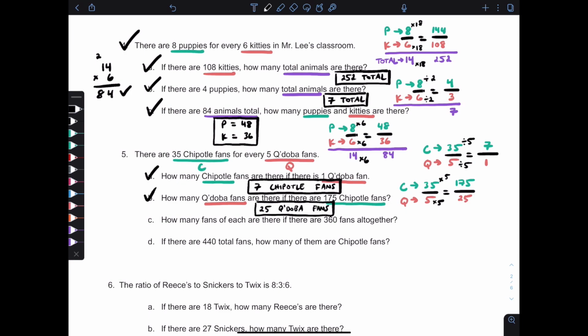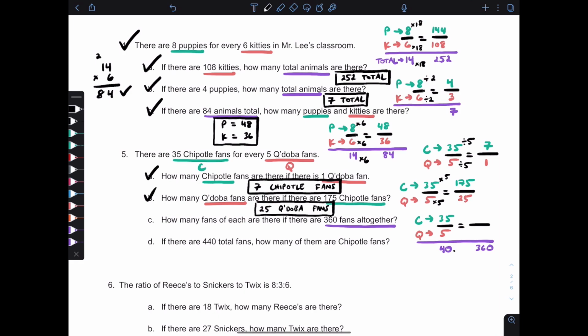What about part C? How many fans of each are there if there are 360 altogether? Okay, if it says altogether, just take note that is dealing with a total. So we'll go with this. I will draw that line to show the total. The total here is what, 40? 35 plus 5 is 40, and we're trying to get to 360. Oh, thank goodness, this is not too bad.